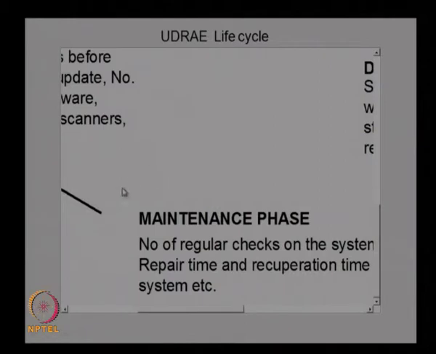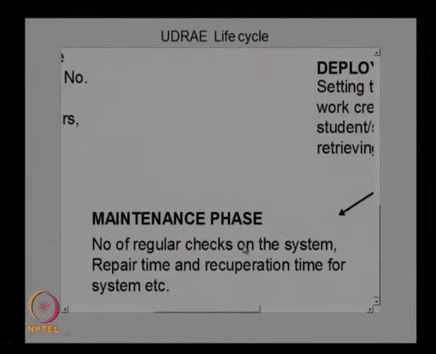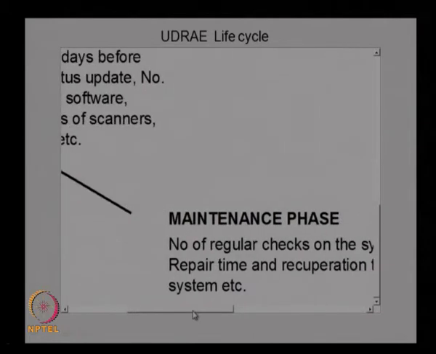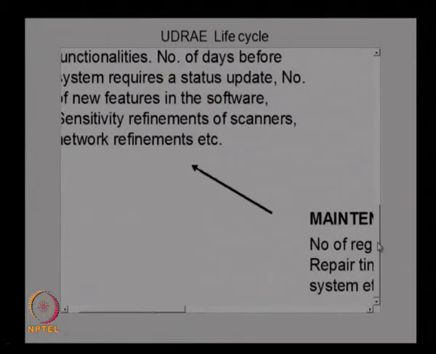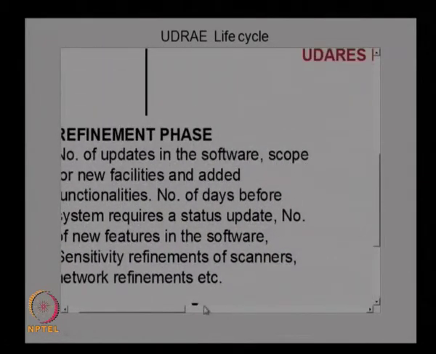We need to maintain the system. So for the maintenance phase, the requirements need to be identified: what kind of checks are to be done, and what the repair time and recuperation time for the system should be, that is, if something goes wrong, how long it will take to come back, which is the MTBF and MTTR. And after the maintenance phase, we will be looking at the refinement.